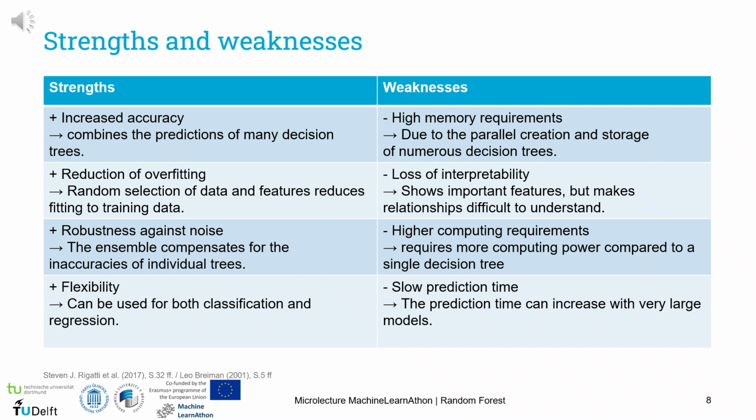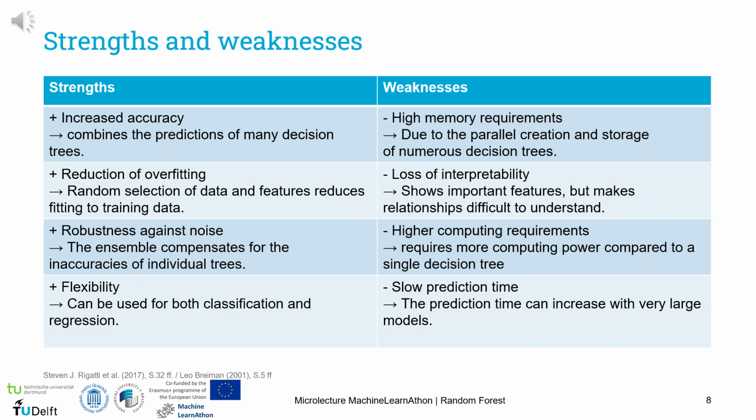And so it's robust against noise. If you have some outliers, these outliers won't be included in all the subsets, and therefore probably the trees that overfit on the outliers or that are deterred because of the outliers will be neglected in the majority vote. And also the random forest is very flexible, so it can be used both for classification and regression.